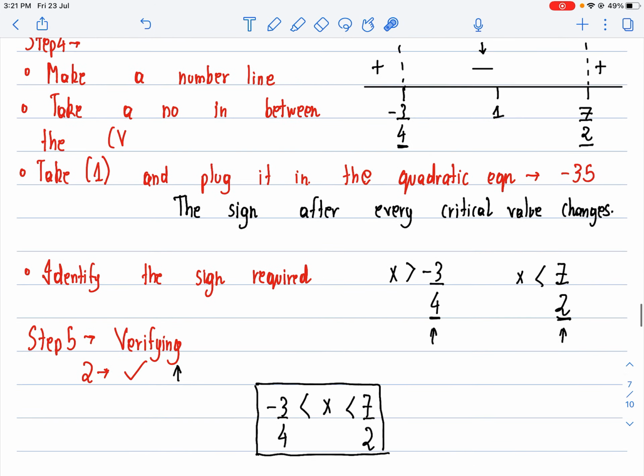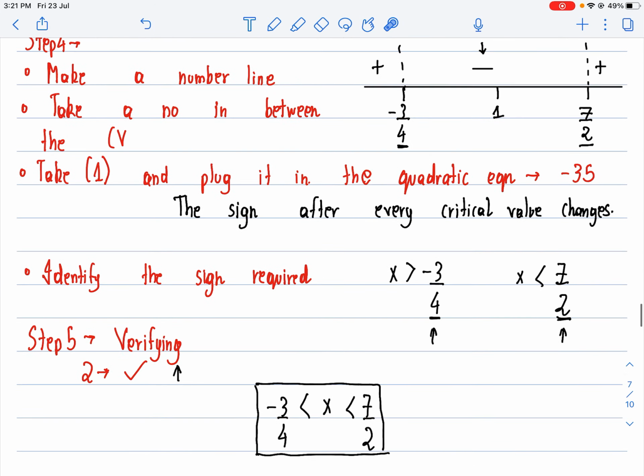Here we got -35, which was negative, and then you know that the sign after every critical value changes, a very important concept. So if this here is negative, then this becomes positive, and even this becomes positive. Once they are positive, you need to see what you require. Here you needed less than 0, that means you need the negative sign. Let's say if there's a case where it's more than 0, then you need a positive sign. So that you need to know.